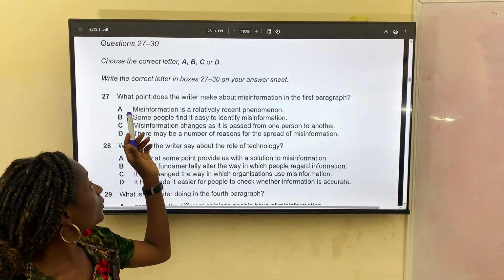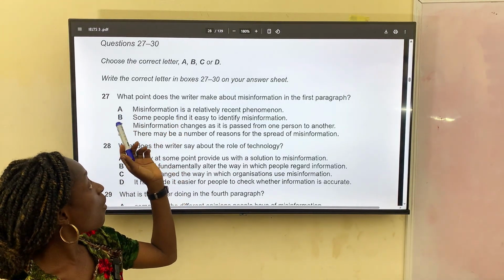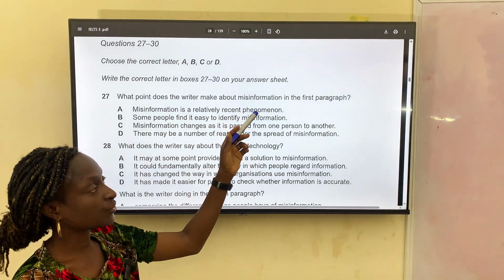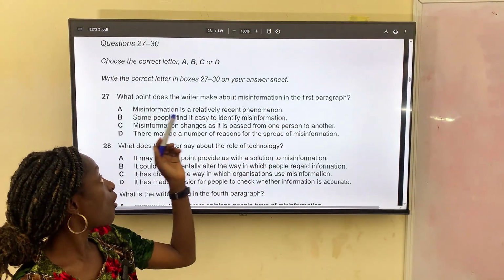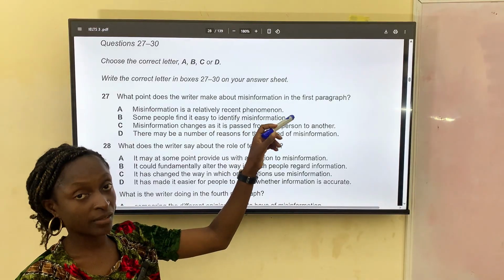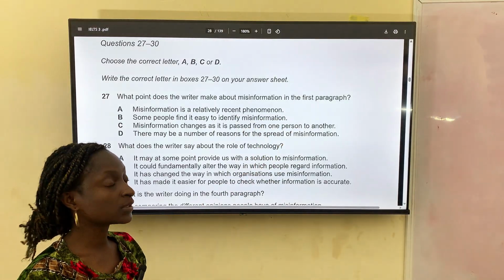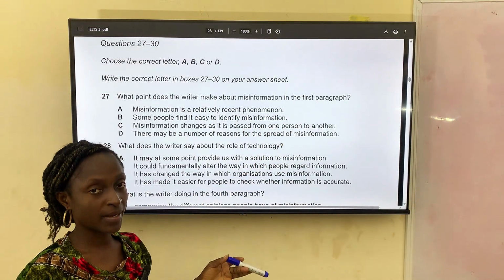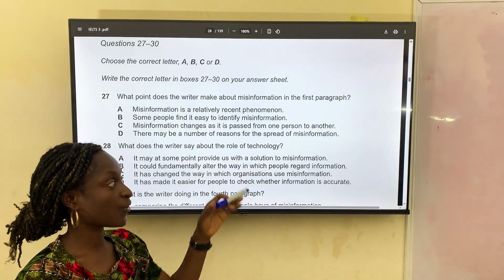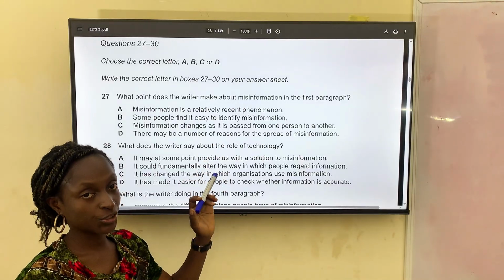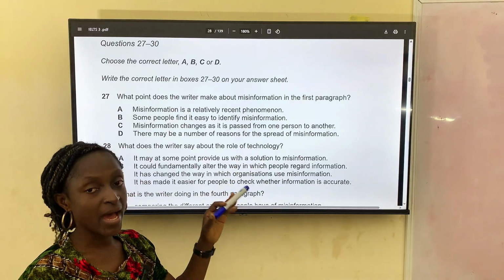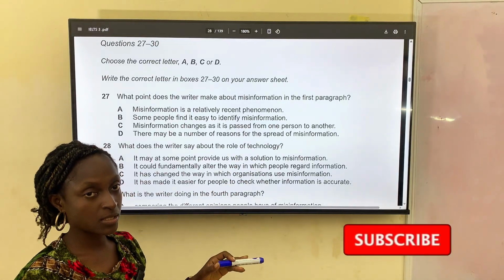For example, the first question says, what point does the writer make about misinformation in the first paragraph? This simply means you go directly to the first paragraph. You will have no business with the second paragraph or the third paragraph when you are answering this particular question, because you have been given the direction to go. So you go there and search out the answer.